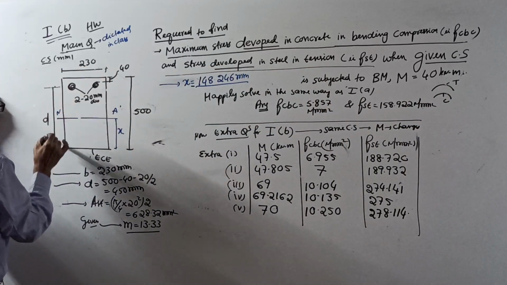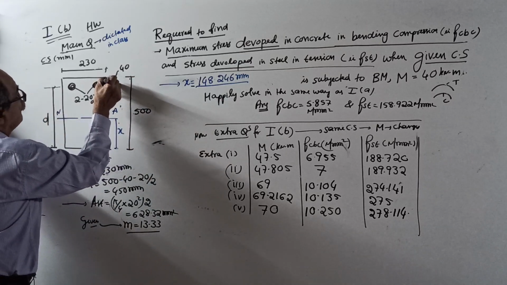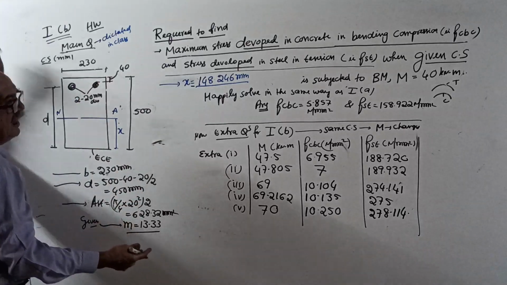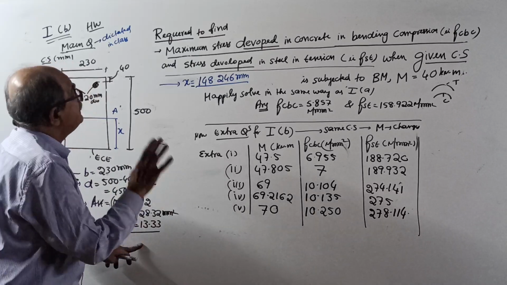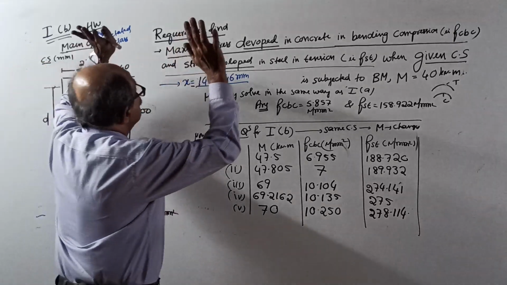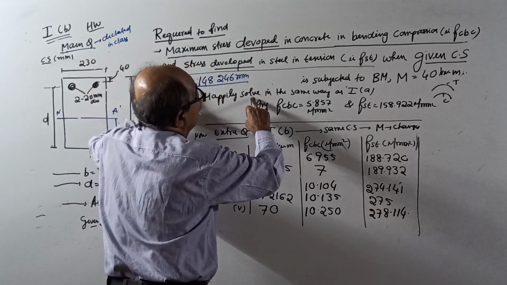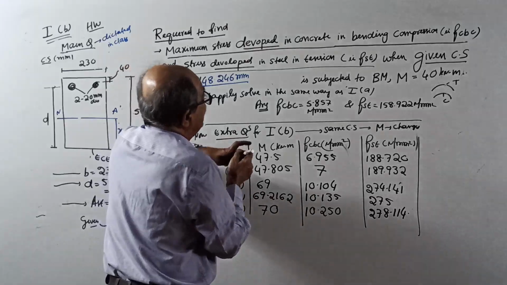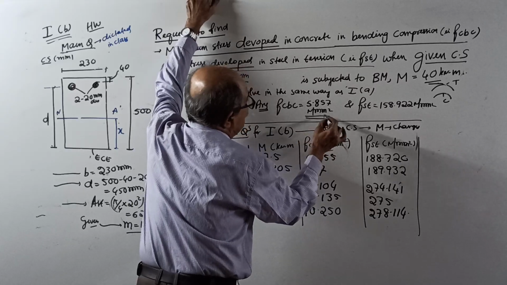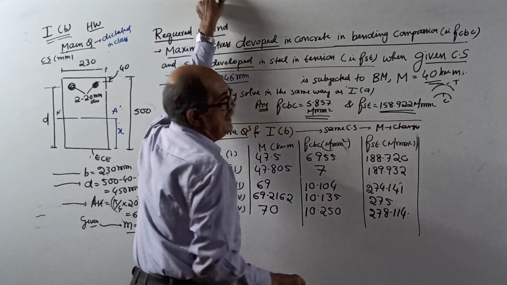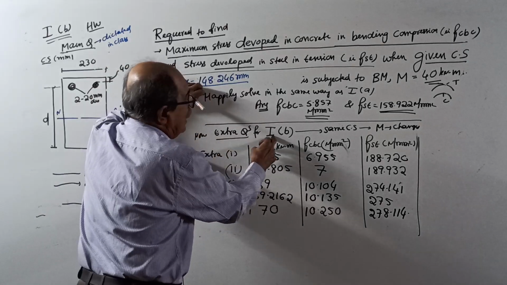Now this is D, this is X. So your D will be 500 minus clear cover 40 minus half of 20. That you all know. And in the question, take modular ratio equal to 13.33. This is the question. I wrote the X value here. Happily solve in the same way as the previous question and get, for a bending moment of 40, stress in concrete 5.857 and stress in steel 158.922.